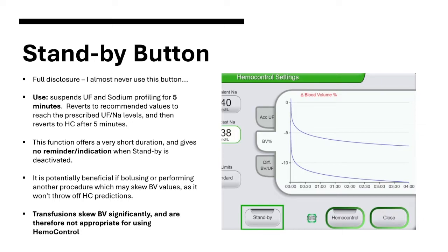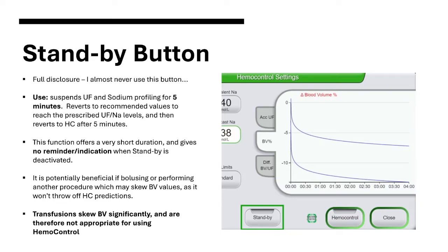So one of the reasons that I'm not the biggest fan of this button is it offers a very short duration. It's just 5 minutes, and it gives no reminder or indication as to when standby is deactivated. So at the end of the 5 minutes, it deactivates automatically, HemoControl re-engages, and there's no on-screen reminder indicating that this has occurred. So if you needed to extend your standby, you would have to set a timer, remind yourself to go back to HemoControl, and reactivate it.